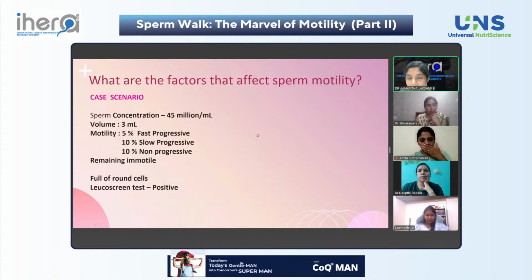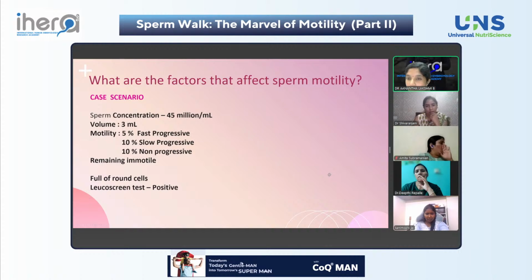So here we are having a case scenario based on motility. Already we have discussed this, but I want to add more questions on this. You're having a sperm concentration of 45 million per ml and volume is around 3 ml. Motility is 5% progressive, 10% slow progressive, 10% non-progressive, remaining is immotile. Full of round cells, as we were discussing in previous slides.